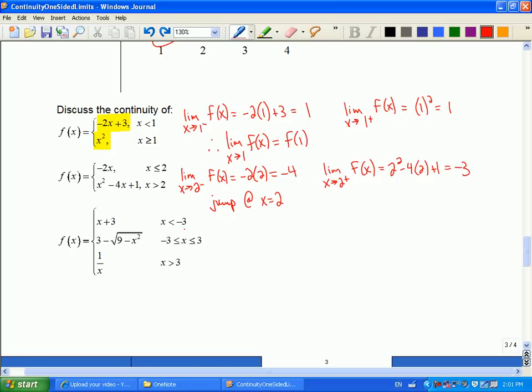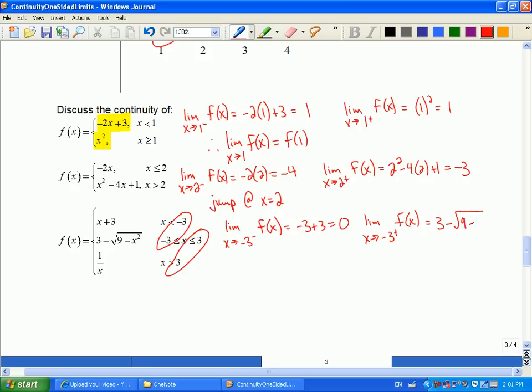So all we have to do, in the same situation, is try and see if the pieces connect. So we'll take a look at negative 3 and at positive 3. So the limit as x goes to negative 3 from the left will be negative 3 plus 3, which is 0. The limit as x goes to negative 3 from the right is going to be 3 minus root 9 minus 9, which is 3. So that one should be a jump.